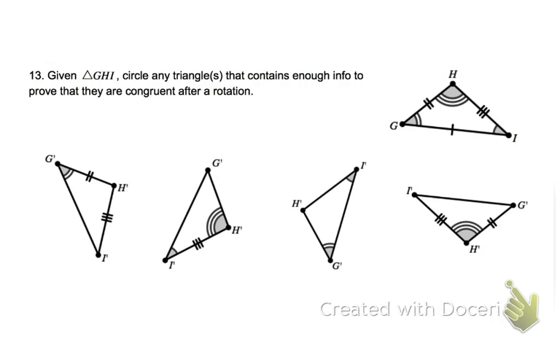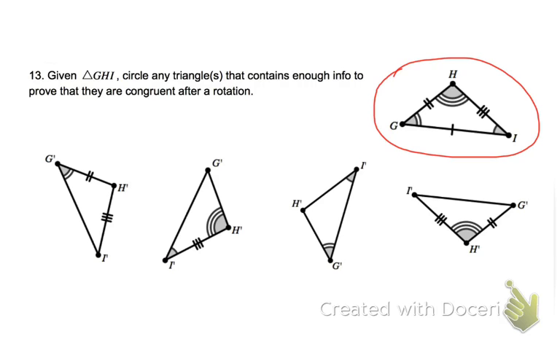This is number 13 from the Congruent Triangles review packet. So the problem says, given triangle GHI, circle any triangle, it could be multiple of them, that contain enough info to prove that they are congruent after doing a rotation. So we're going to use this picture right here to see if any of these are the rotation of this circled triangle.